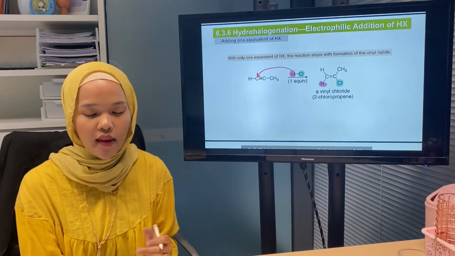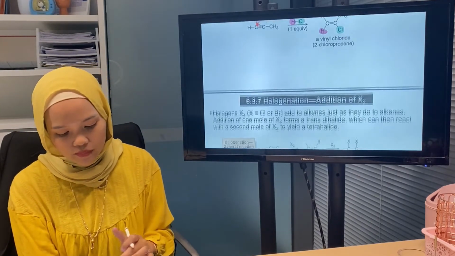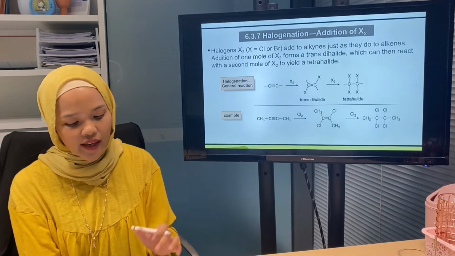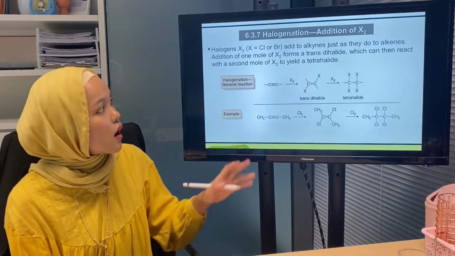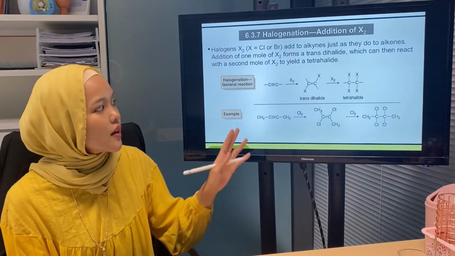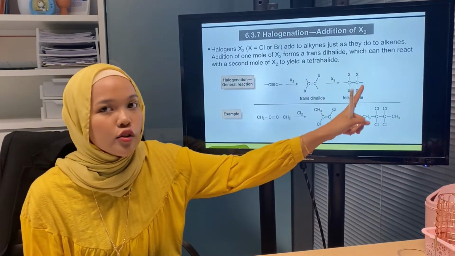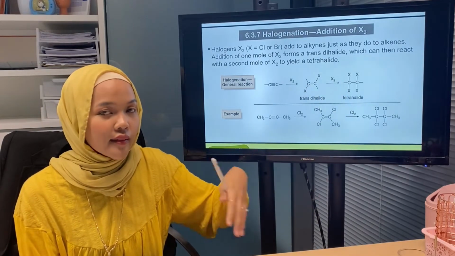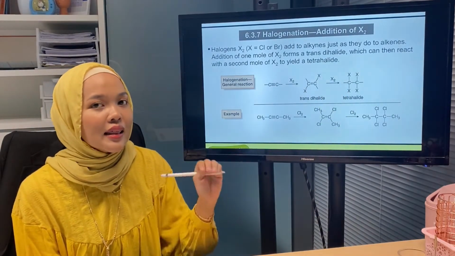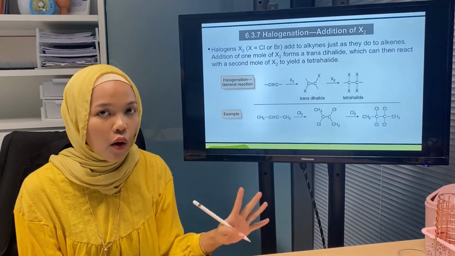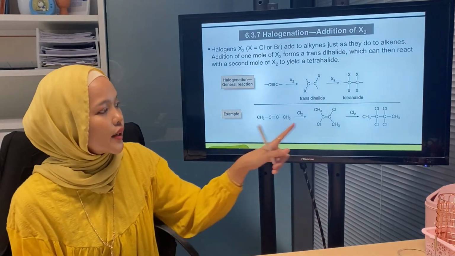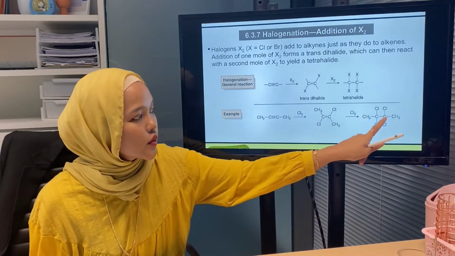Okay, all right. I hope that is clear for you. Next is about the addition of X2. Similarly, if you add two equivalents of X2, you are going to form a tetrahalide. Tetrahalide means a compound with 4 halogens. For example, like this: 1, 2, 3, 4.